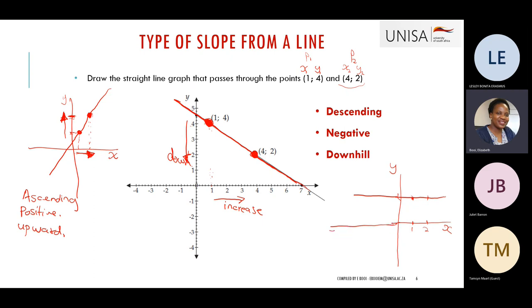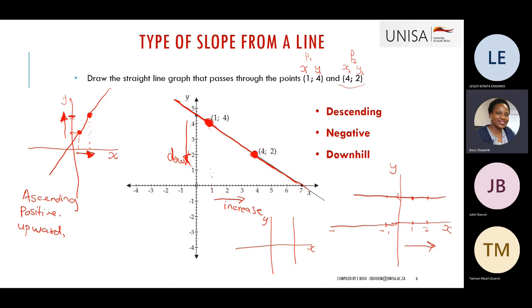Even when it goes to the negative side, when the value of x is negative 1 on this side, the value of y stays the same at positive 2. So if your slope looks like this, a straight line, we say there is no change in the values of y. As the values of x increase, there is no change. The value of y is constant. And therefore, it's not negative, it's not positive, it's not downhill, it's just a constant slope.